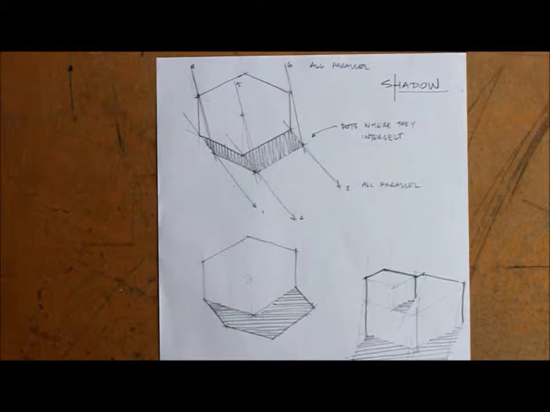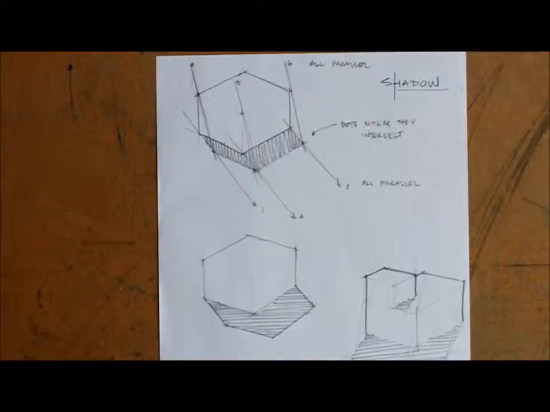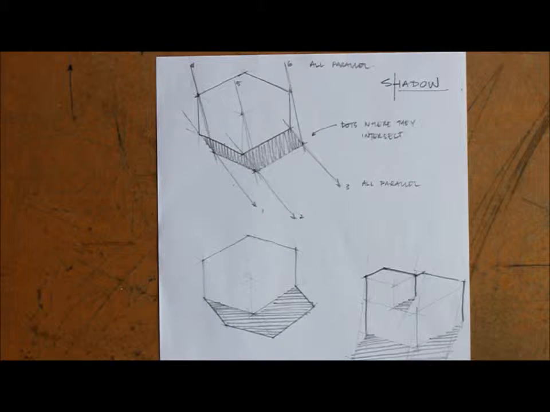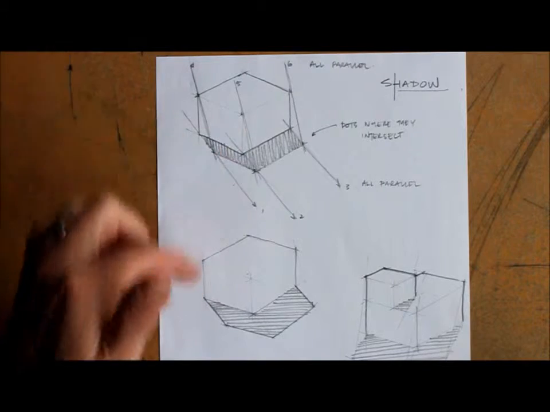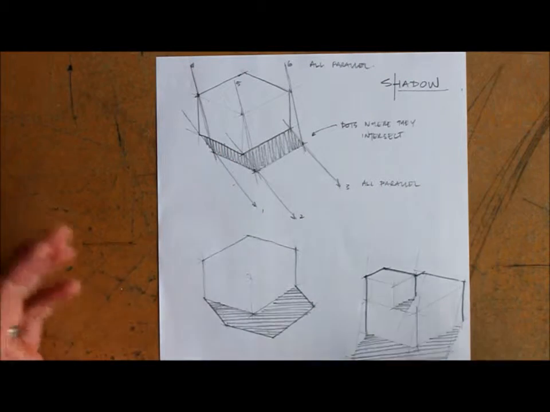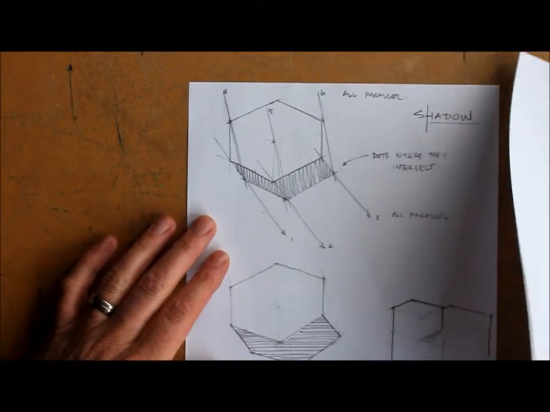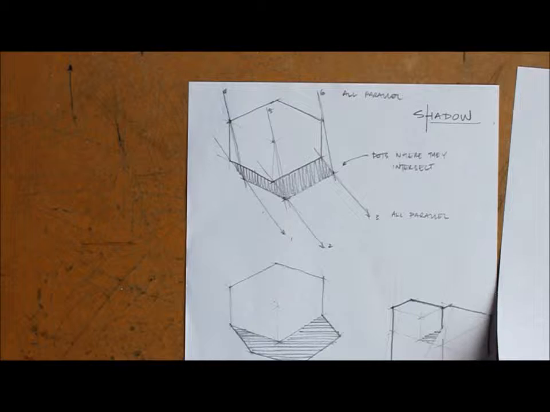Hi guys, this is just a tutorial about developing shadows. So this is the page that you've got in your homework booklet, and what I'm wanting you to do is to redraw each of these on the other page that you've got there. I'm just going to run through some of the basic principles of shadow.